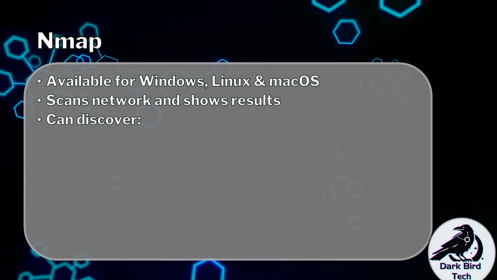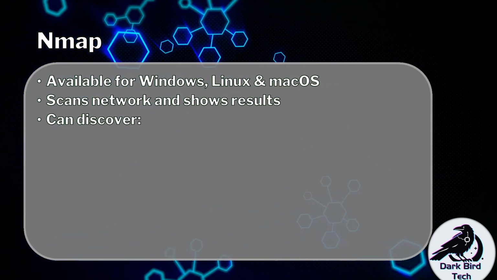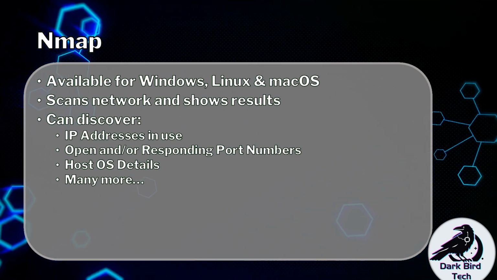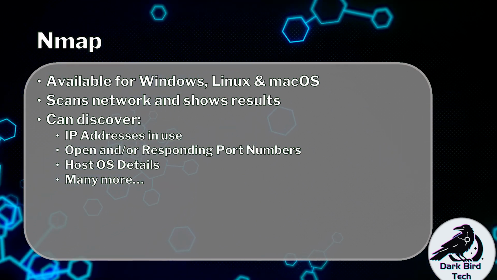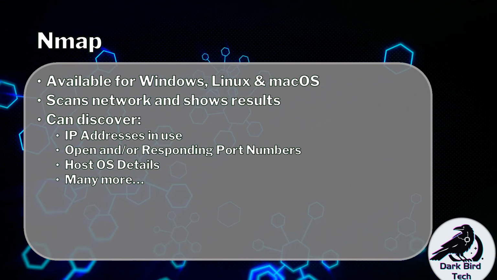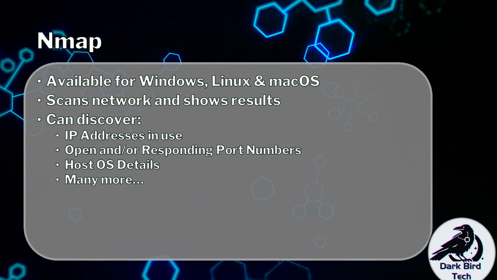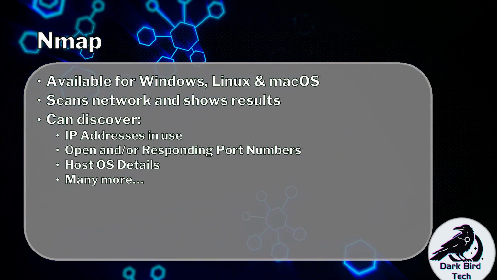But some of the big things that you'd be most interested in for network administration and just improving your documentation would be what IP addresses are in use in that network, the open and/or responding port numbers on those particular systems. You can even pull host operating system details and so much more. If you want to get an idea of what Nmap's capable of, you can go and look at its help file and just see the number of options you have for a scan.